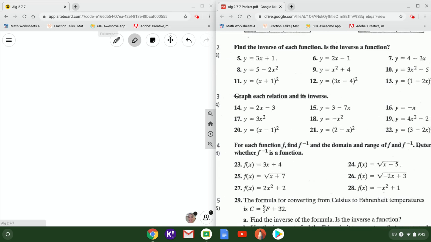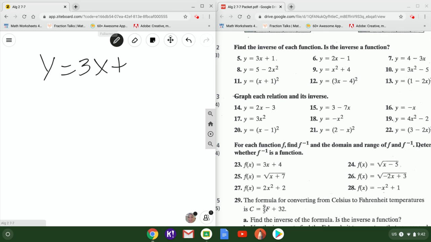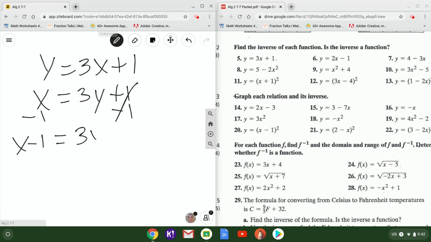So on number 5, originally it's giving you y equals 3x plus 1. And you're switching the x and the y. And now you just have to solve for y, so it's in y equals form. So I'm going to subtract 1. So now it's going to be x minus 1 on the left, then 3y on the right. So then I have to divide everything by 3. So it's going to be x minus 1 over 3 equals y.